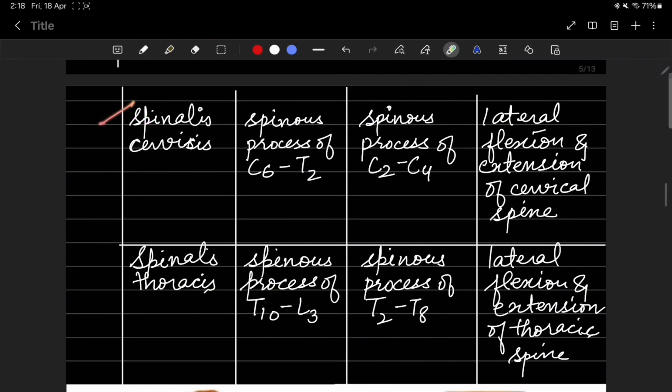Next one is the spinalis cervicis and spinalis thoracis muscle. Spinalis cervicis muscle has action over the cervical spine. It helps in the lateral flexion and extension of the cervical spine, while spinalis thoracis muscle is helpful in the lateral flexion and extension of the thoracic spine. Thoracis for the thoracic spine, and cervicis for the cervical spine.